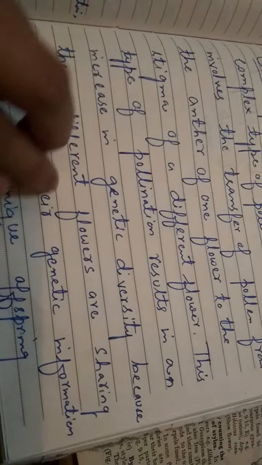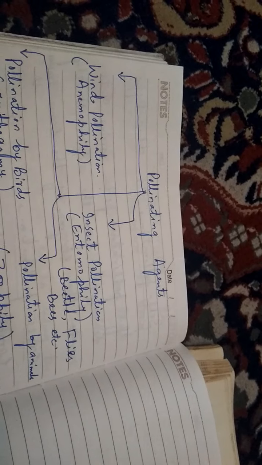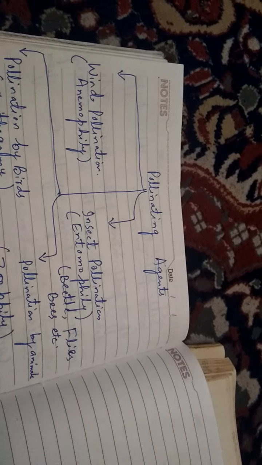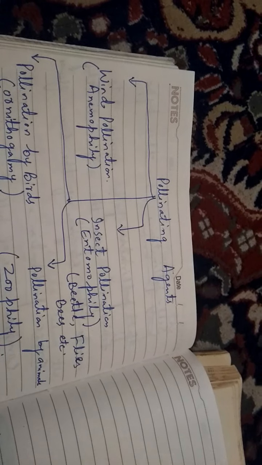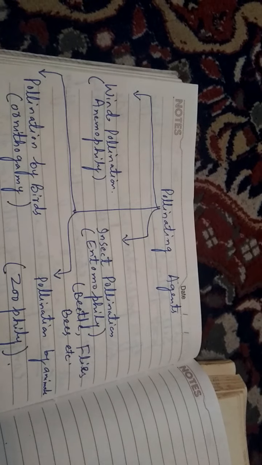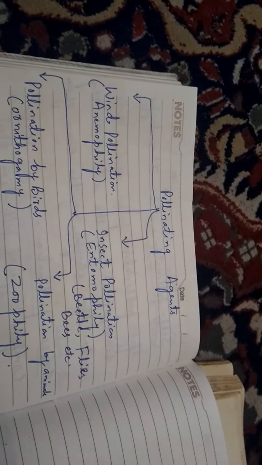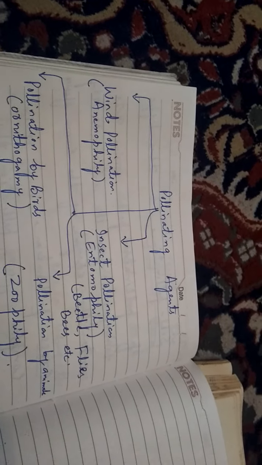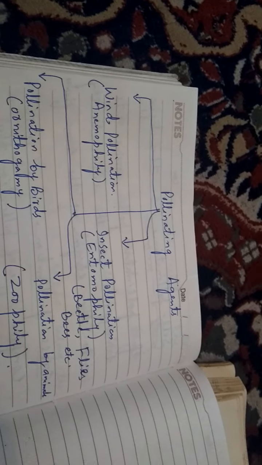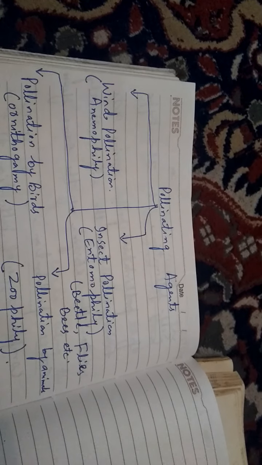And in this cross pollination, different pollinating agents are present. That means this pollination can occur by means of different agents. And number one, that is wind pollination. That's also called anemophily. That's when these pollen grains are transferred from the male part of the flower to the female part by means of wind.